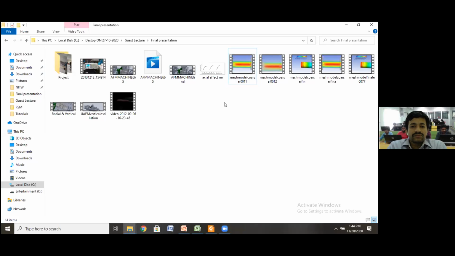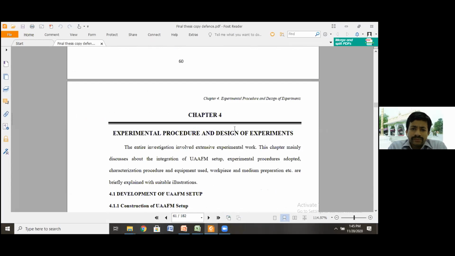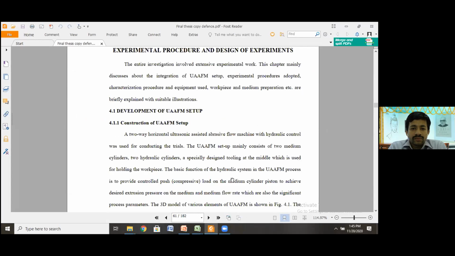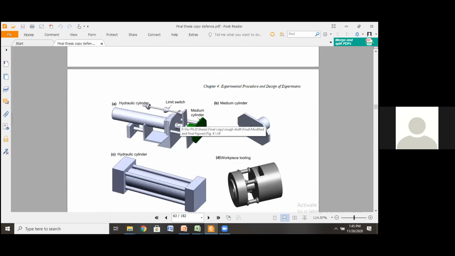So this design, simulation, and experimental part is mandatory when you are working on experimental work. After that, one more complete chapter focused on experimental procedure and design of experiments. What I want to say is how important design of experiments is for any scholar, in order to plan experiments, to play with the numbers by doing optimization, and to set the process parameters. Here we have designed the setup.